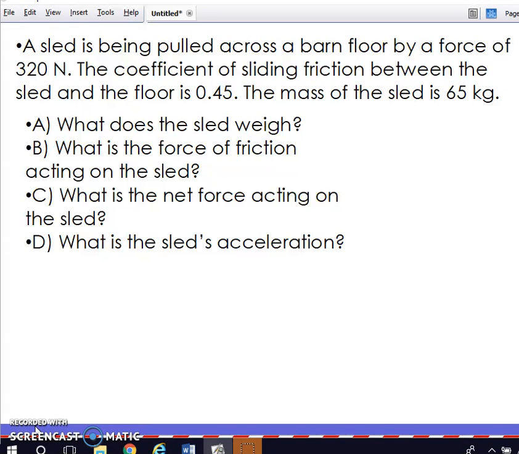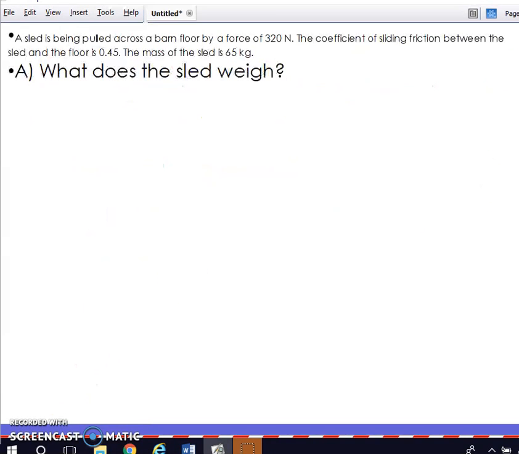Great. So they want to know a couple things. They want to know the sled weight, the force of friction, the net force, and the acceleration. Well, let's start out with the first one, part A, and we will draw our free body diagram first. Now, I'm going to keep it simple.